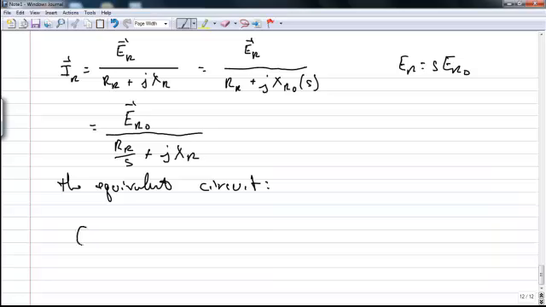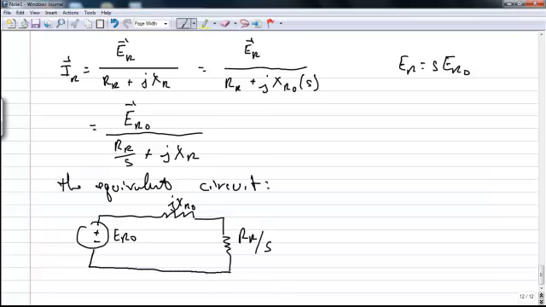So now the equivalent circuit is going to look like this. I have E_R0, this is jX_R0. This is R sub R over S, where S is the slip. And here is my new equivalent rotor circuit. Of course, I_R flowing in that direction.